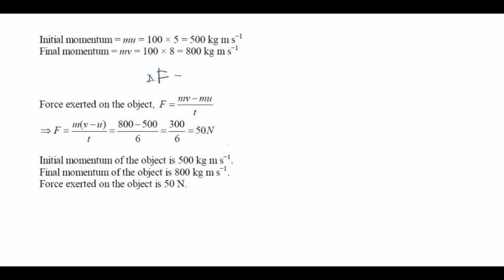That means the second law is the rate of change of momentum. So delta p over delta t is going to be equal to force. That's according to Newton's second law. So let's apply the results. mv is the final momentum and mu is the initial momentum, and t is 6 seconds. Now we can apply the results: (mv minus mu) over t, then 800 minus 500 over 6, that means 300 over 6, that's 50 Newton. The result is 50 Newton, really simple.